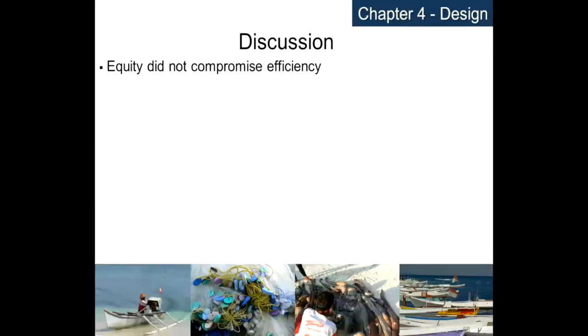So a barrier to incorporating equity in the past in planning is this sort of assumption that equity may compromise efficiency and may cost more. But this research here suggests that this isn't always the case, and in fact the most equitable designs were in fact the most efficient.